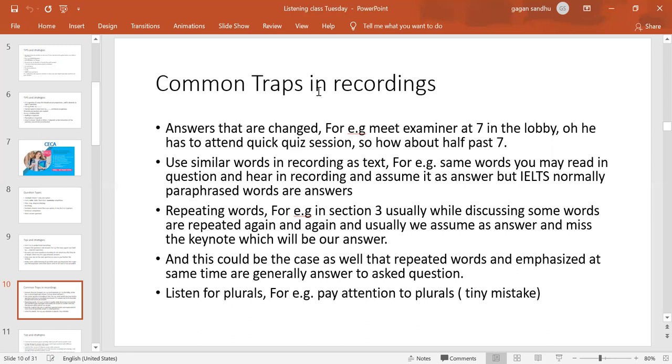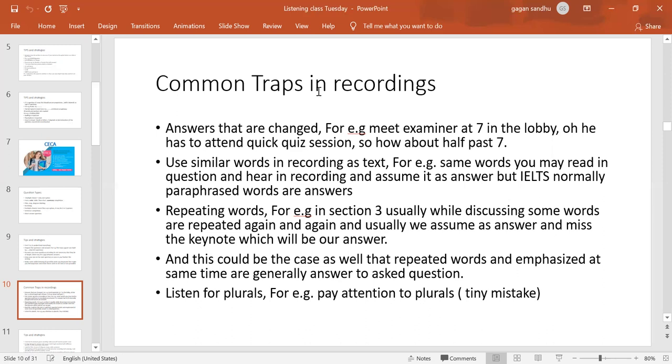So this is how we can easily cope with the trap and get the right answer. It is a much-used trap in the listening. They keep on changing their statements, but by the end of the conversation, if you're taking notes and concentrating, you will get your answer. Another trap: they use similar words in the recording as in the text.